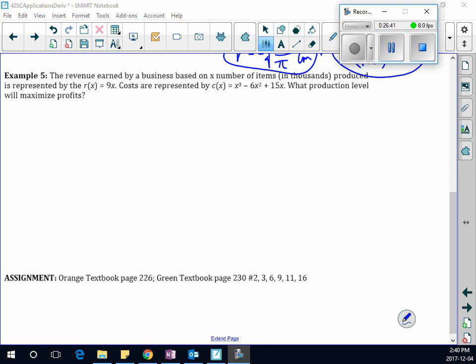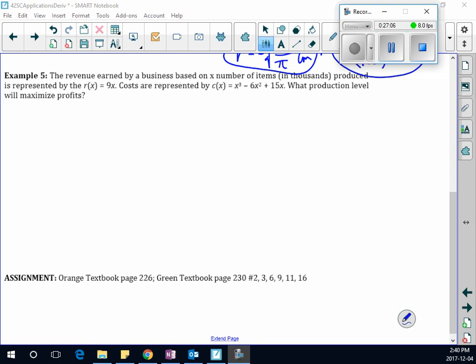Okay, the revenue earned by a business based on the number of items in thousands produced is R of x equals 9x. The cost, C of x, is equal to x to the power 3 minus 6x squared plus 15x. What production level will maximize profits?